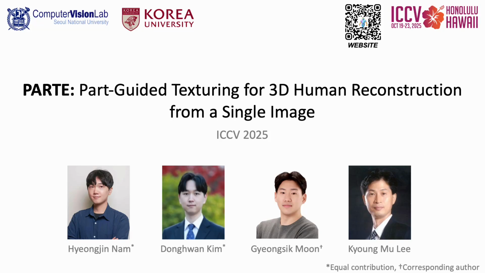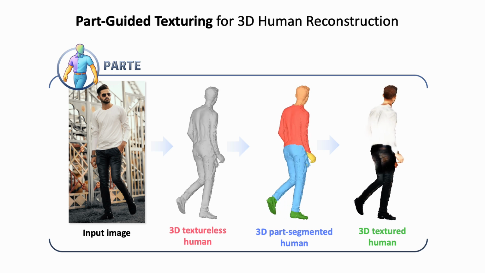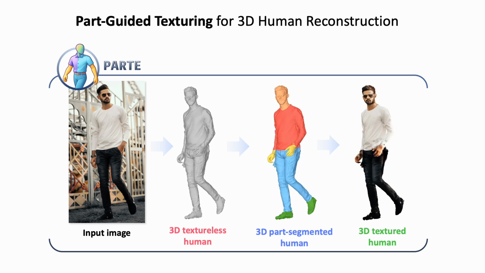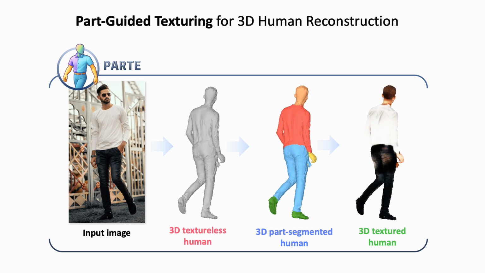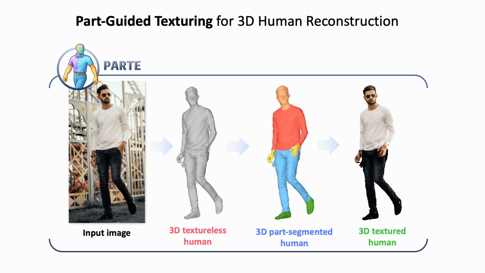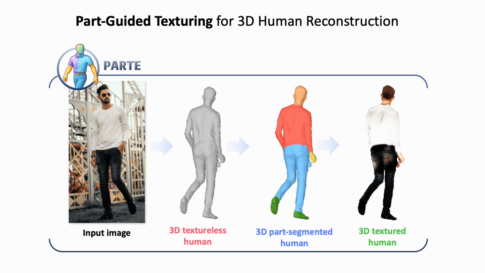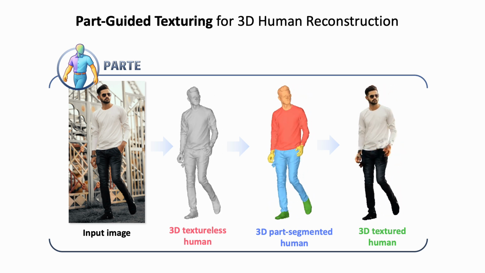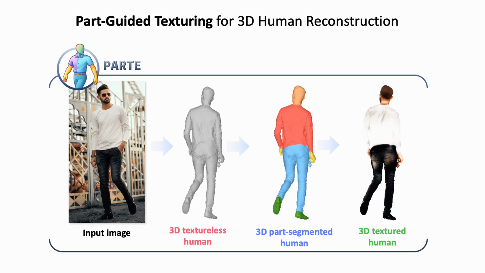Hi, we're glad to introduce our work, PARTE, Part Guided Texturing for 3D Human Reconstruction from a Single Image. Our main goal is to reconstruct a 3D human avatar from a single image. To this end, PARTE sequentially reconstructs a 3D textureless human, a 3D part segmented human, and a 3D textured human.